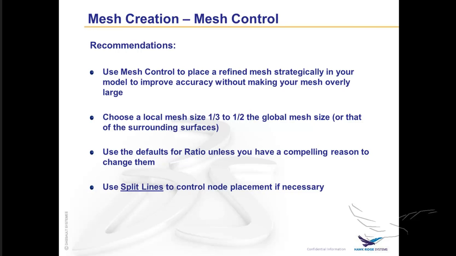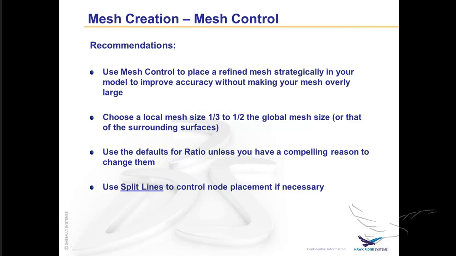So with the mesh creation tool, there are a few recommendations. Basically, you can use the mesh creation tool to place a refined mesh strategically in your model in areas of interest or areas of high stress gradients. And again, try to adhere to the 1/3, 1/2 rule for the global element size for surrounding surfaces. And again, I recommend keeping the ratio at default unless you find another reason to change it.